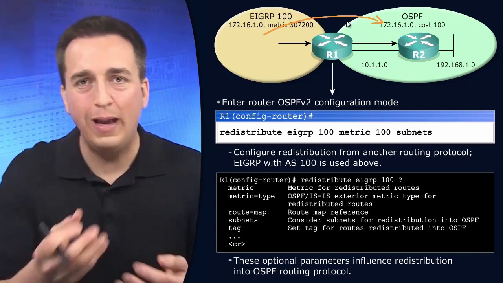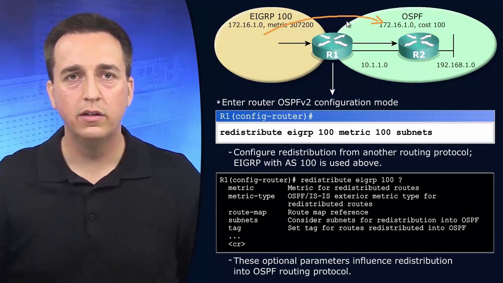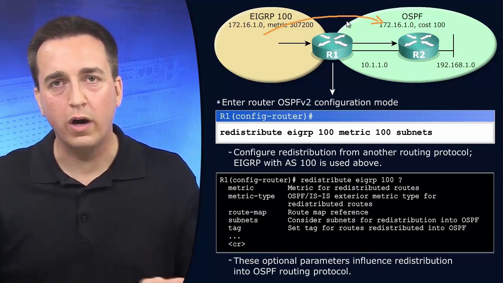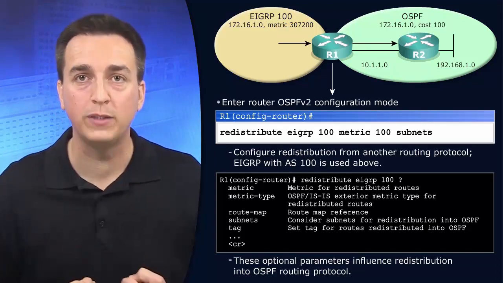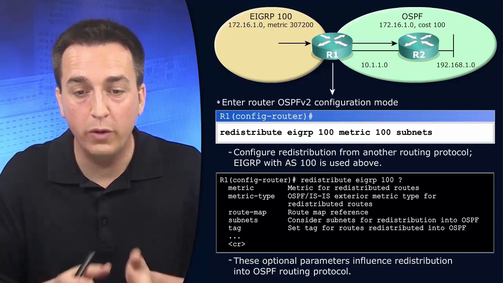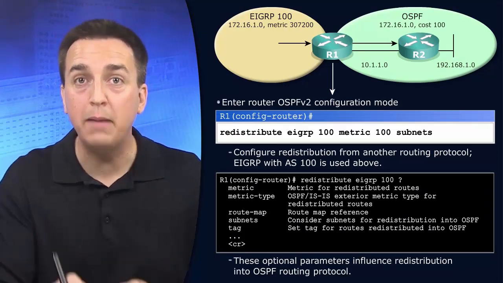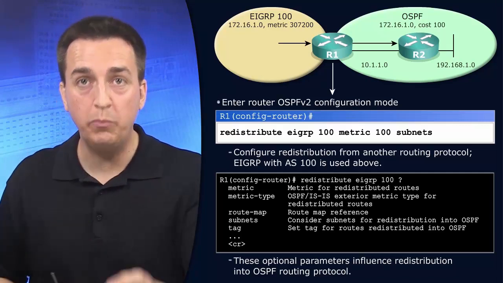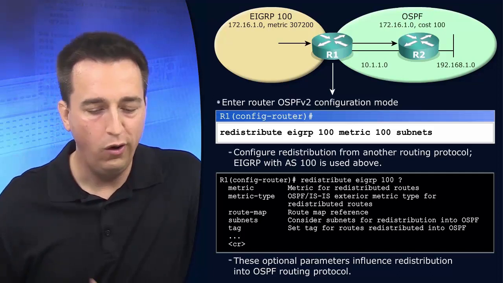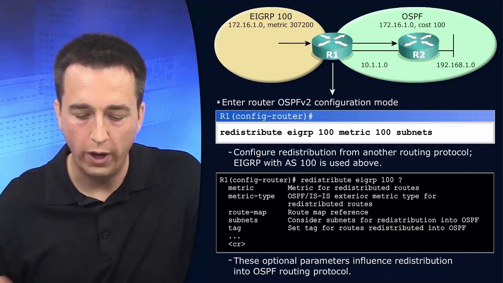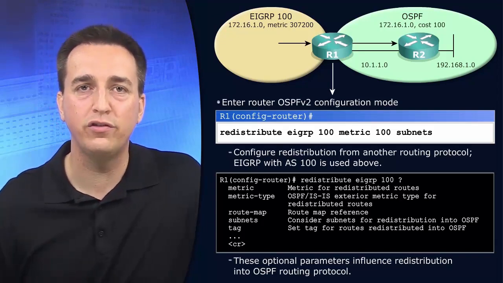So if I want to import routes into a routing protocol, then where am I going to perform the configuration? Well, if I'm importing them into OSPF, I want to go into OSPF configuration mode and import them. So that's where we are right now. We typed in router OSPF 1 as an example, and now we're in router OSPF configuration mode.